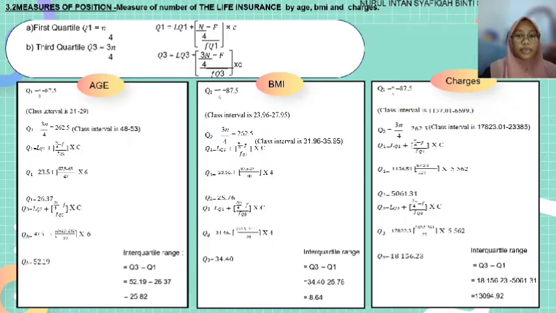For the BMI, Q1 is 25.76 and Q3 is 34.40. The interquartile range is 8.64. Next, for the charges, Q1 is 5,061.31 and Q3 is 18,156.23. The interquartile range is 13,094.92.